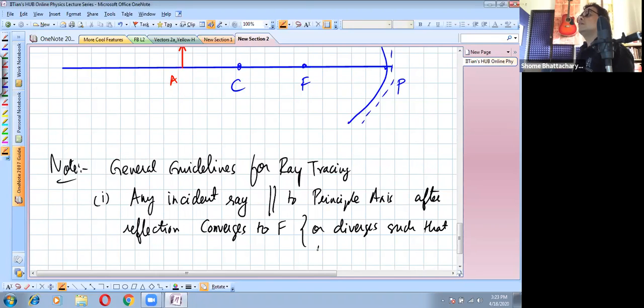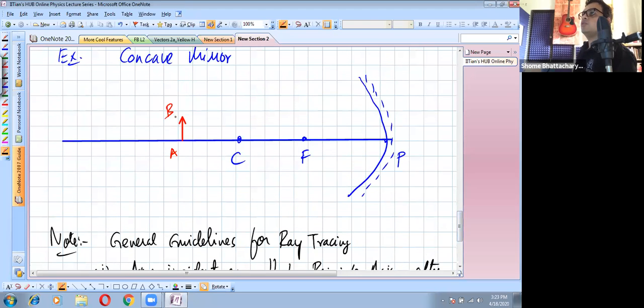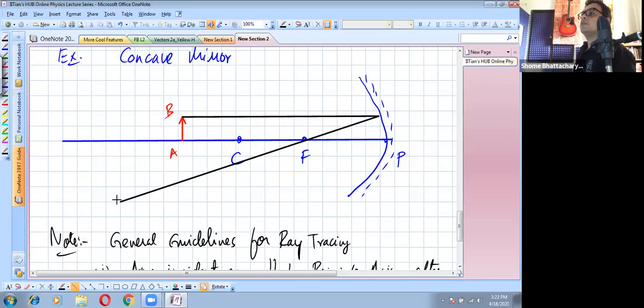such that it appears to come from the focal point. What I'm writing in brackets is what we're going to discuss next, the convex mirror. But in the case of a concave mirror, as we just saw in the diagram before, any ray which is parallel to the principal axis, after reflection, will have to go through the focal position. So let us just trace that particular ray over here. Let us say this is our first type of ray, and immediately after reflection, it will take this kind of a path.